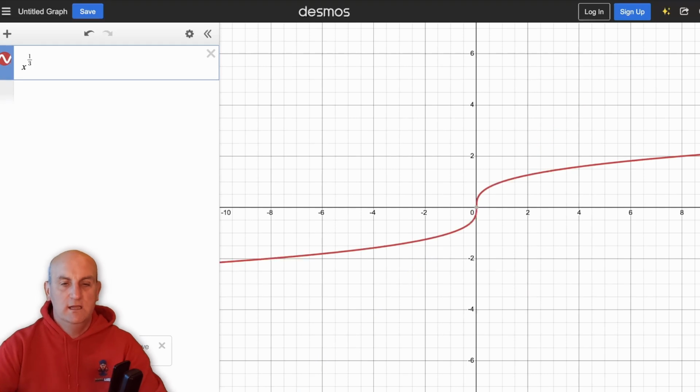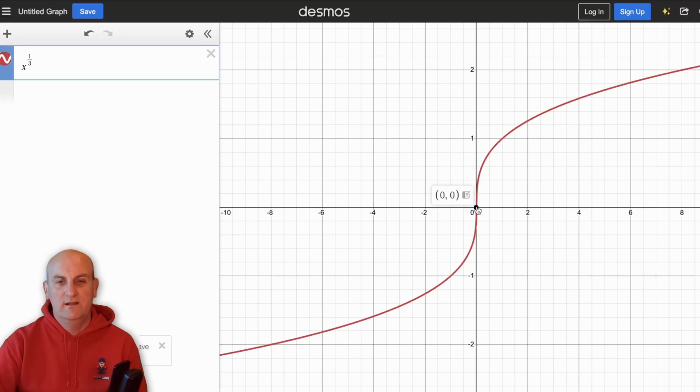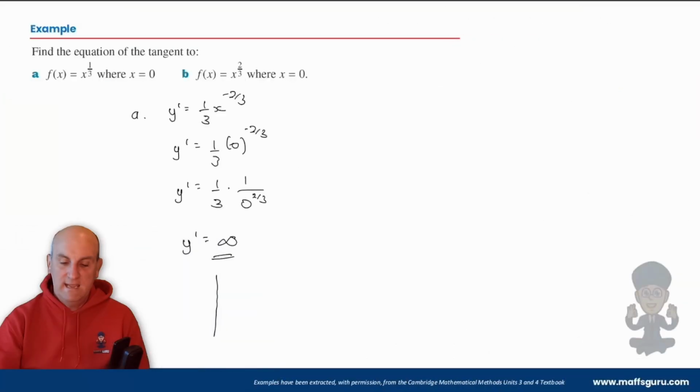Well, there are certain graphs that you must learn, and this is certainly one of them. x to the power of a third is one of them. If I take a tangent at the point where x equals 0, it is in fact going to be a vertical line. Ooh. So maybe knowing in advance what that graph looks like could have saved me some time.